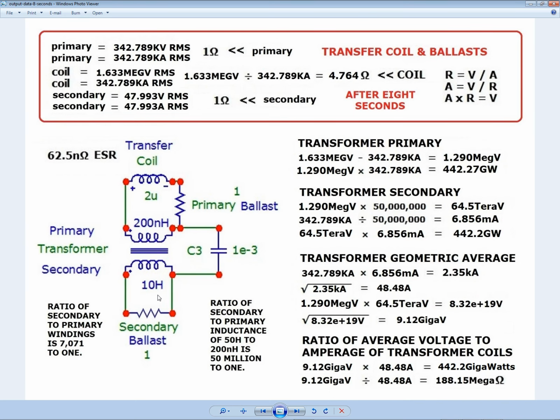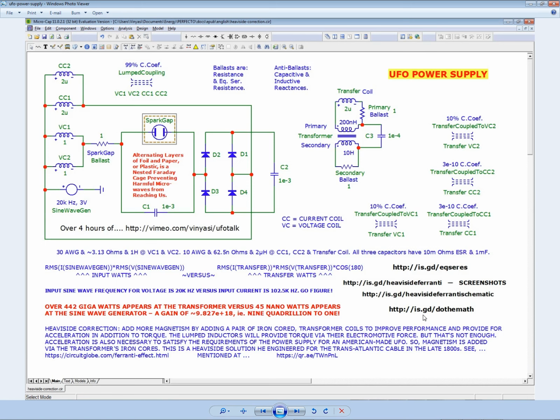So I did the math to try to figure out the energy level. So this schematic, the shortcut is is.gd/do the math. What else do I have to show you? I think I've told you everything I need to tell you.